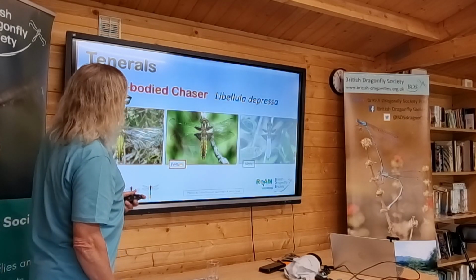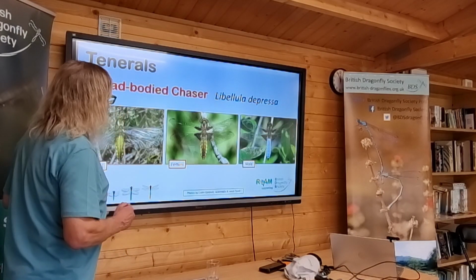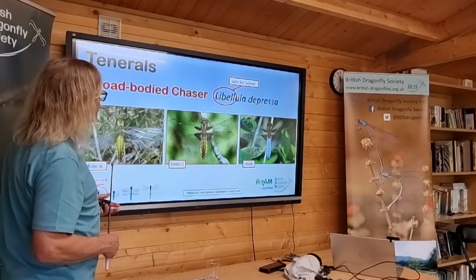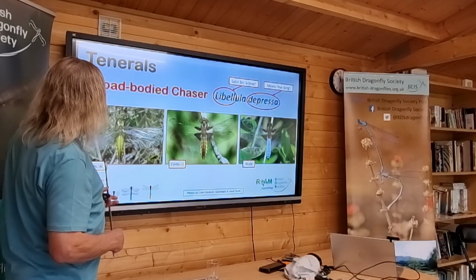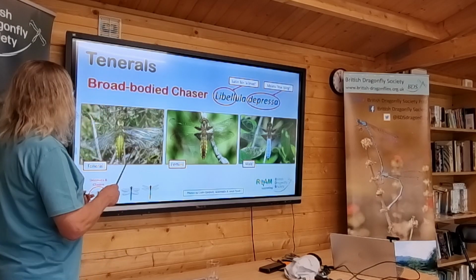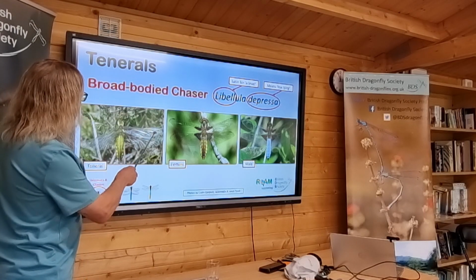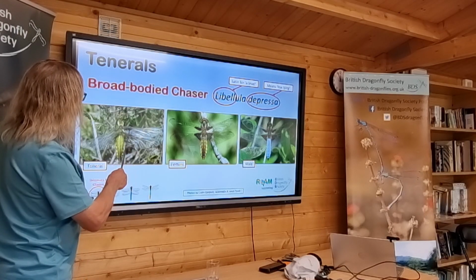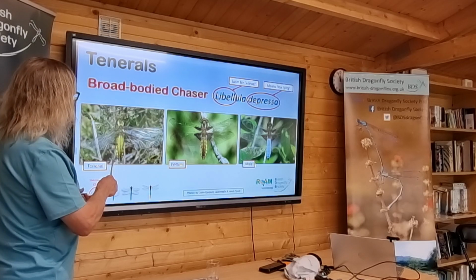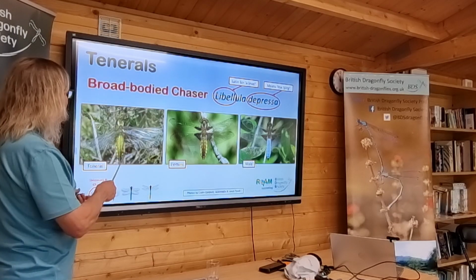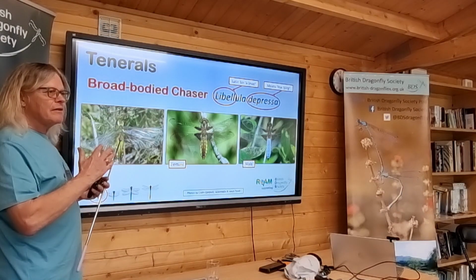This just shows you the broad-bodied chaser here. So you can see on the tenerals, again, with a true dragonfly, the wings are always the glassiest looking thing. They're very opaque, the wings. But again, on this species, it's still got a very broad body. So that's another feature to look for.